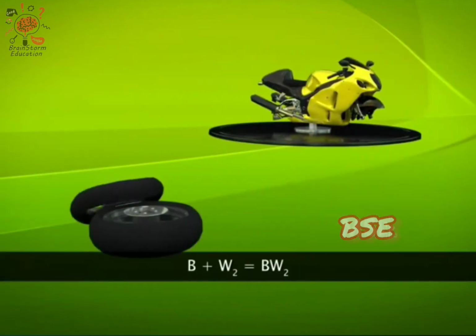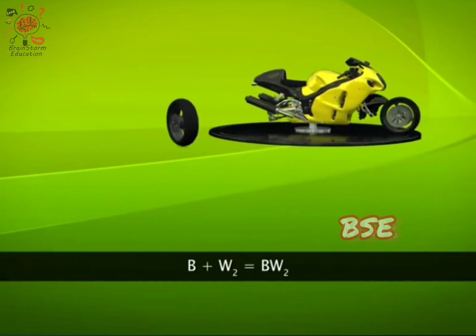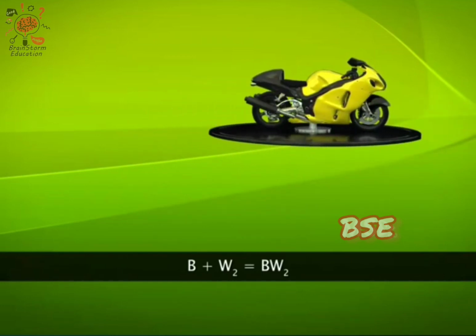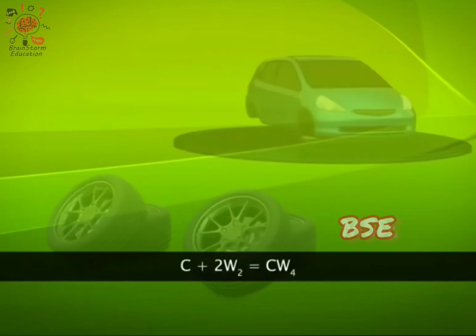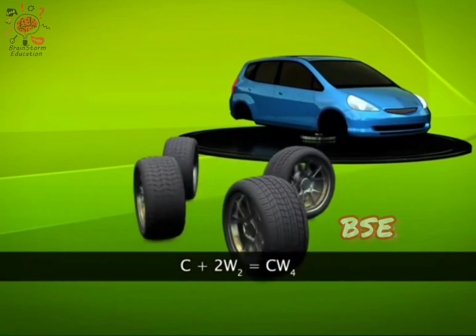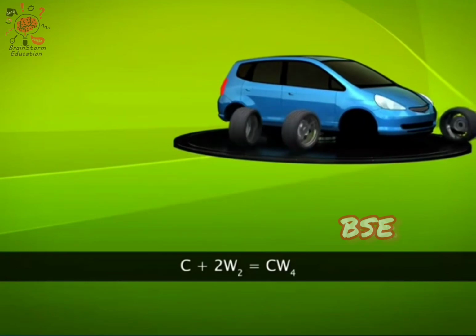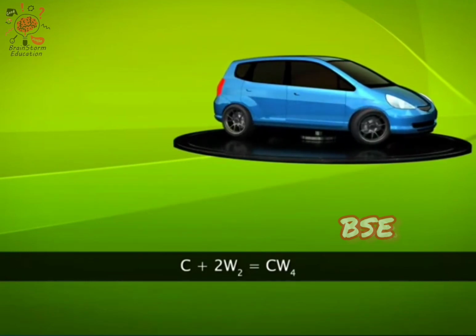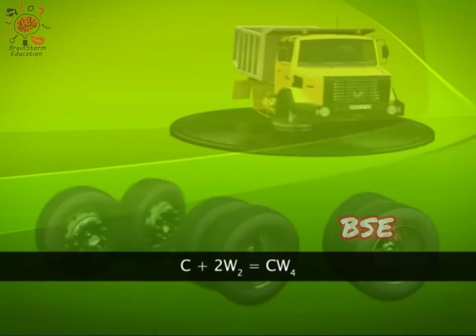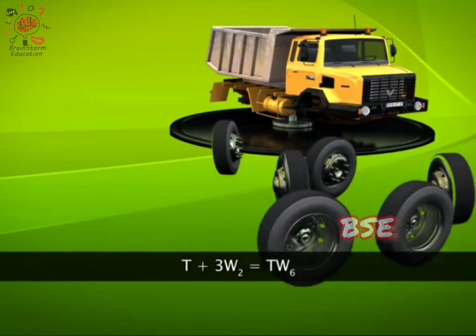With a pair of wheels, we can have a bike. With two pairs of wheels, we can have a car. With three pairs of wheels, we can have a truck.